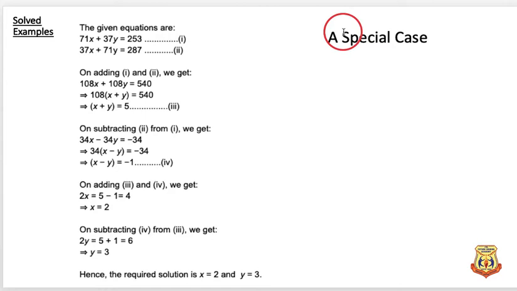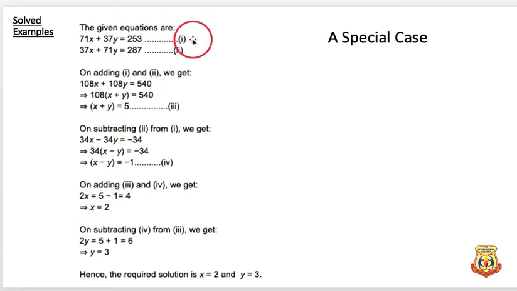Now a special case. What is that? See here, the x value is 71, but in the second equation, the y value is 71. First equation 37y and second equation 37x, just opposite. For this type of case, first we'll do addition, then subtraction, again addition, then subtraction. So adding, subtracting. This rule you will follow.